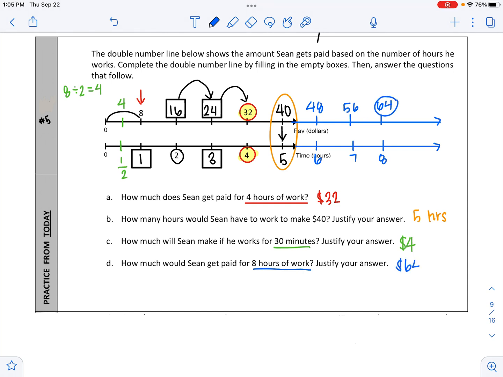The other way I could solve this problem is just by setting up an equivalent ratio. If Sean makes $8 in 1 hour, so 1 hour to $8, I know that in 8 hours, I need to multiply the amount of dollars times 8, because that's how I got from 1 hour to $8. That gives me a total of $64. But either strategy works.